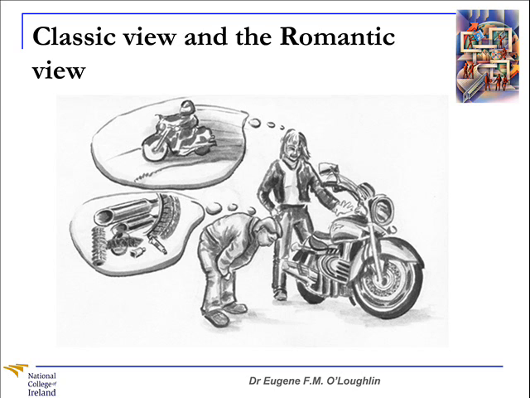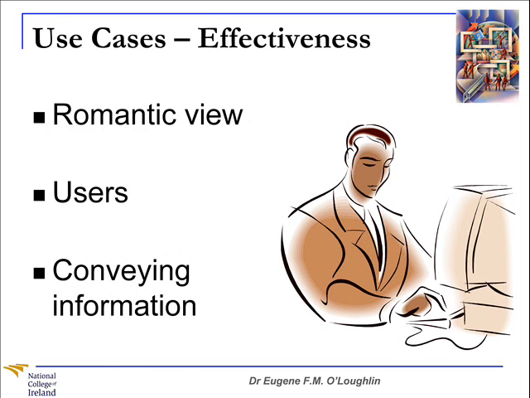So there are different views of looking at the motorcycle, and this is important for us in the context of use cases. The effectiveness of use cases is that it helps us to look at the requirements activity so that we can see the system from the romantic point of view, in other words, what the system can do. They're only concerned with what the system can do for the users of that system. And finally, this makes use cases extremely effective for conveying information to users because they cut out all the classic viewpoints and boil the requirements down to the barest essentials.